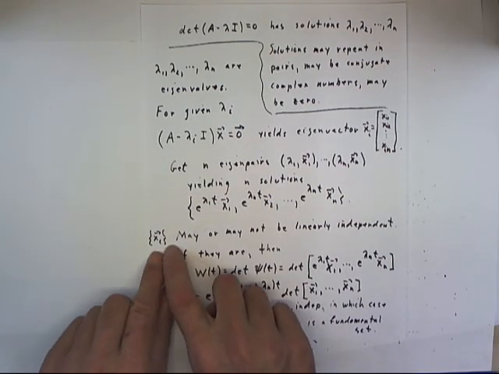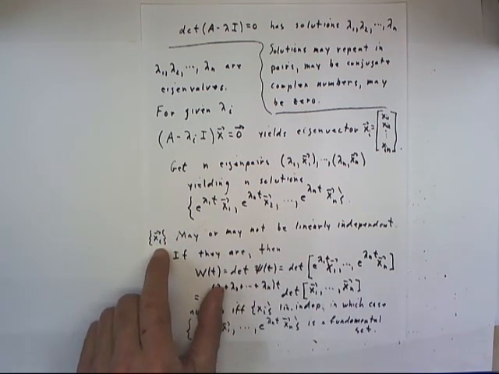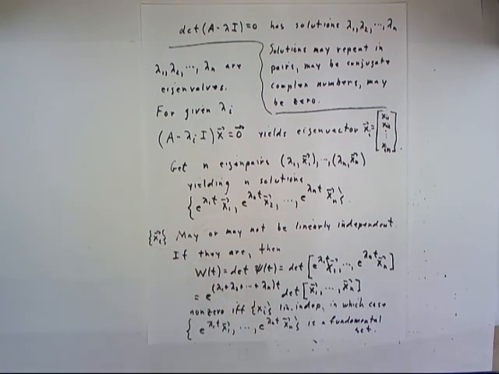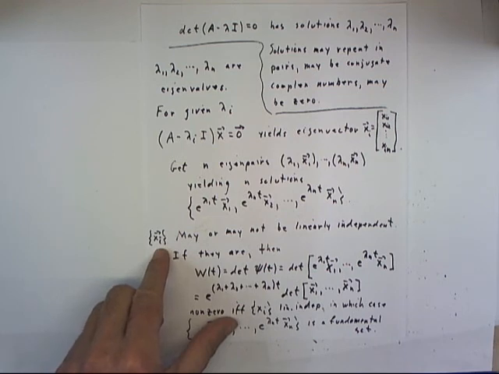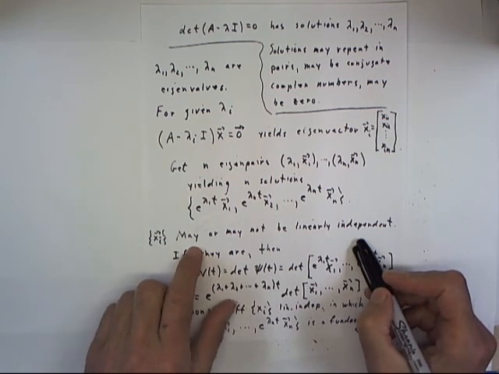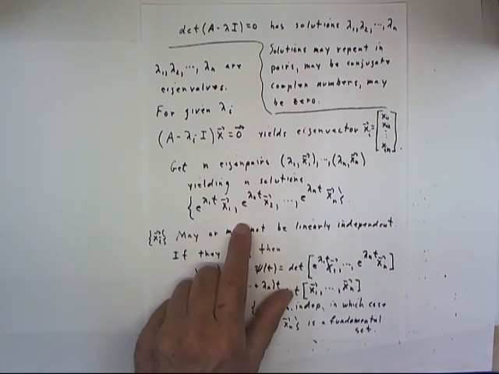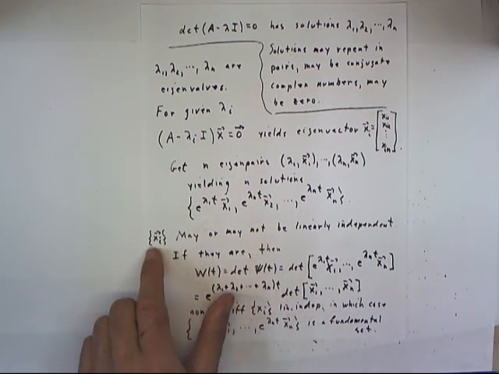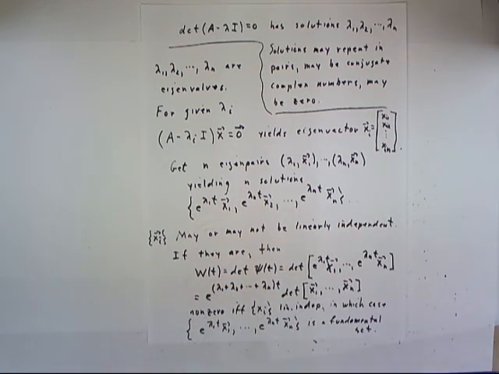Now, the set of vectors x sub i, and this set just stands for the set of vectors x1 through xn, where x sub i is just an arbitrary vector in this set. This set may or may not be linearly independent. If we get repeated eigenvectors, we could end up with duplicate solutions here, which would ruin our linear independence. So that and other factors might influence whether this set is linearly independent.